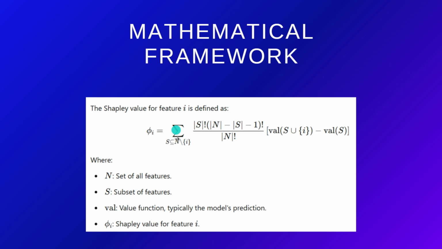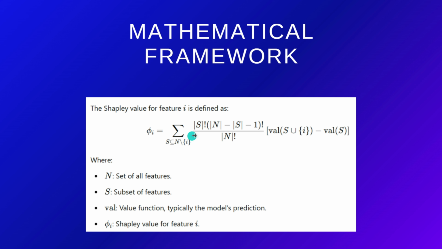Here, this. What's that? Summation over all subsets S of N excluding i. This symbol tells us to sum over all possible subsets S of the feature set N, excluding the specific feature i we are evaluating. And this ensures we consider every possible coalition of features.